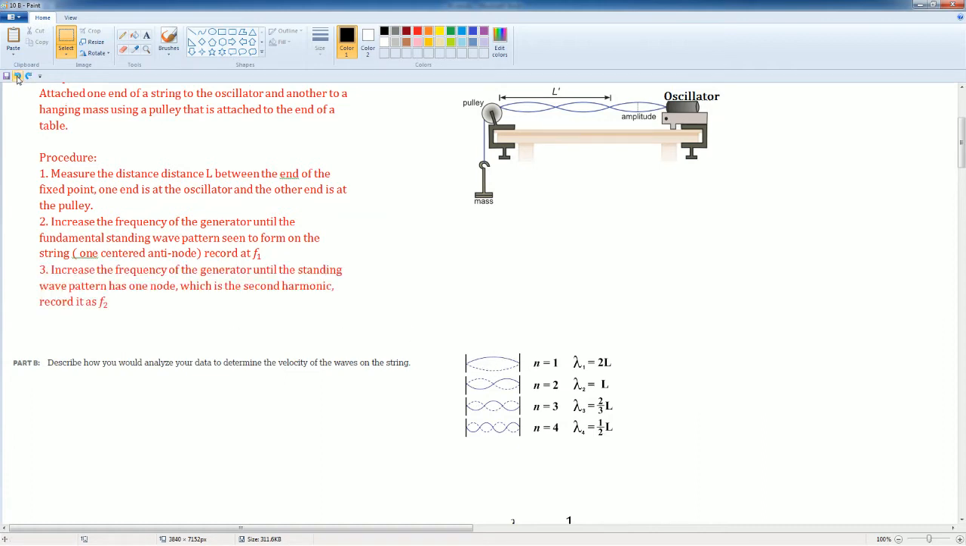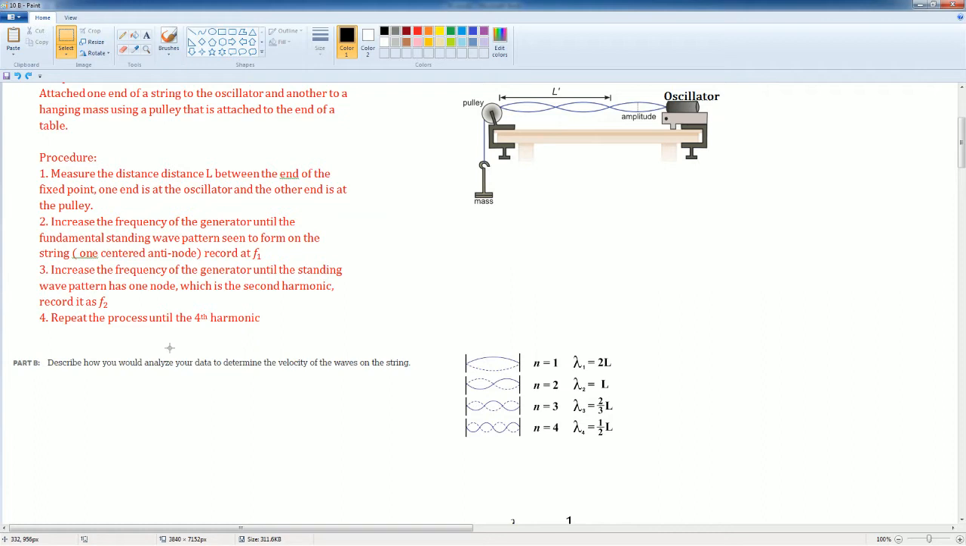Second, you want to increase the frequency of the generator until the standing wave pattern has one node. That's when n equals 2. It has one node here, which is going to be the second harmonic. Record that as F2. You're going to repeat the process until the fourth harmonic. So repeat it for n equals 3. That's the third harmonic, when it has 2 antinodes. And the fourth harmonic, which has 4 antinodes.